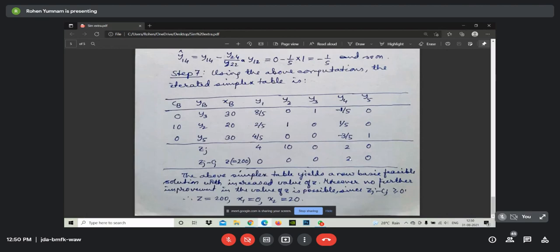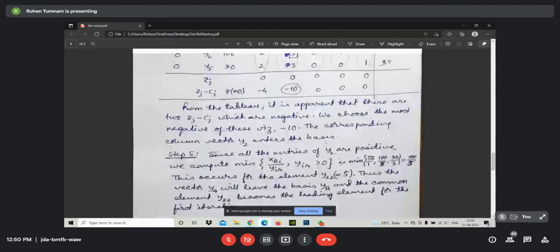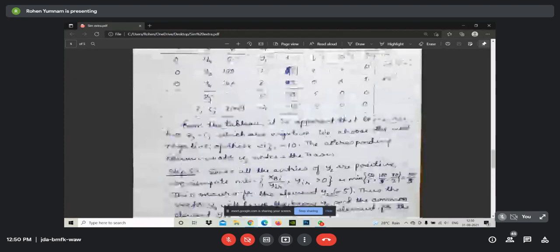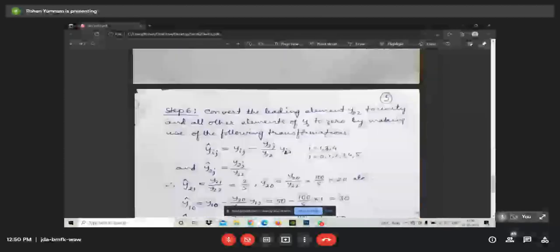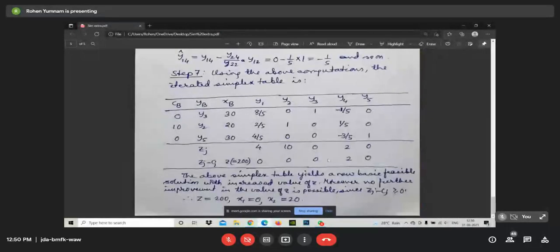But here, no negative. If such a case happens, we will think that calculation does not require further continuation, and we have to stop the calculation here. In the previous case, see, this being negative, that is why we did the second table. And here it is all 0, 0, and positive, no negative. That is why no further calculation is necessary. We have to stop here.